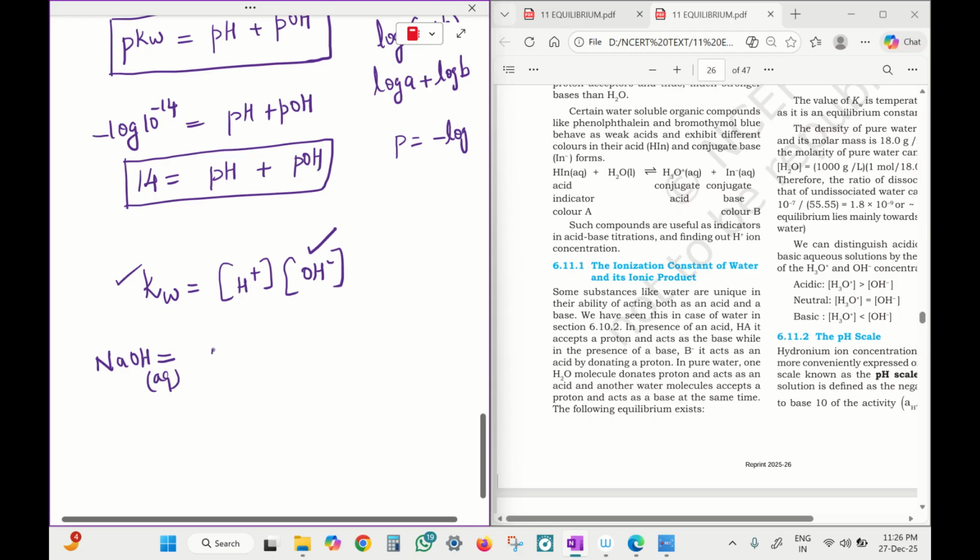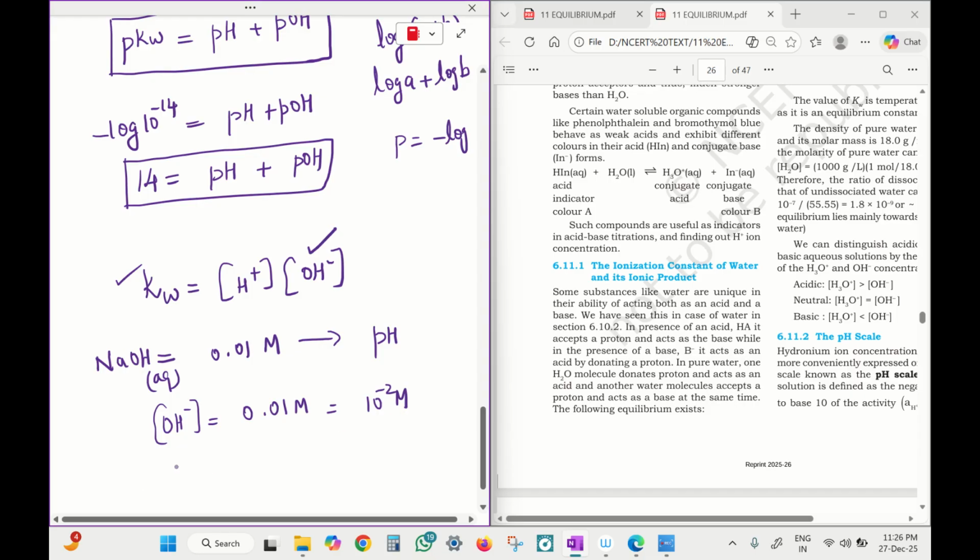For example, somebody tells you that the concentration of NaOH aqueous is 0.01 M, and you are asked to find out the pH of this. What would you do? NaOH concentration is 0.01, or in other words, OH minus ion concentration is 0.01 M, or it is 10 to the power minus 2 M.